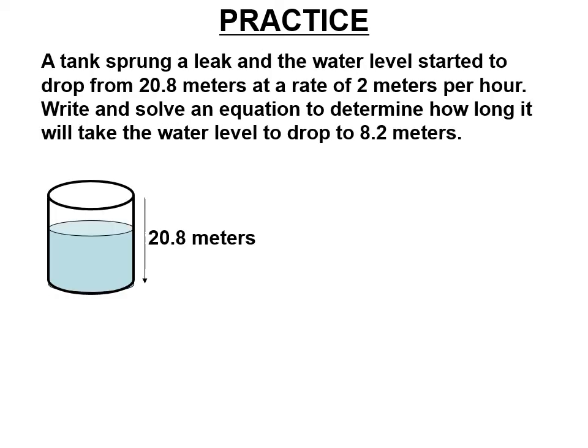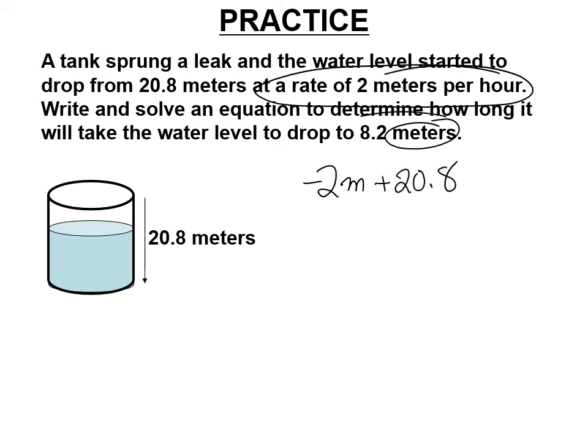All right, so the water here is leaking out of the tank, and so the water level is going down. How fast is it going down? It's going down 2 meters per hour. That's our rate. It doesn't say what to use as the variable, so we're going to do m for meters. And it started at 20.8, and we want to know when it's going to be at 8.2. That's the equation, right? Whenever we have that negative coefficient, the biggest number is not going over there anymore.